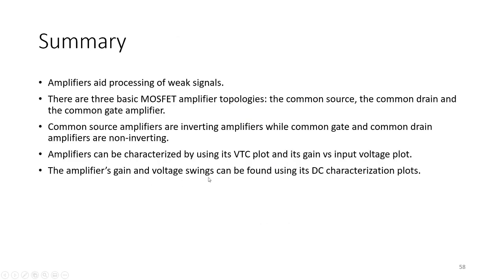So the summary. So the amplifiers aid processing of weak signals. So there are 3 basic MOS amplifier topologies: common source, common drain, and common gate. So the common source amplifier are inverting amplifiers, while common gate and common drain amplifiers are non-inverting. Amplifiers can be characterized using VTC and its gain versus input voltage plots. The amplifier gain and voltage swings can be found using its DC characterization plots. Okay? So thank you for listening.